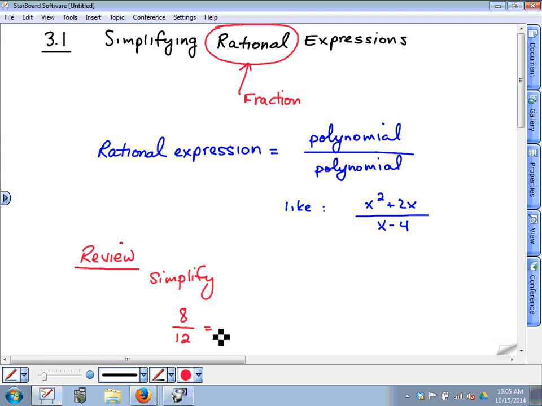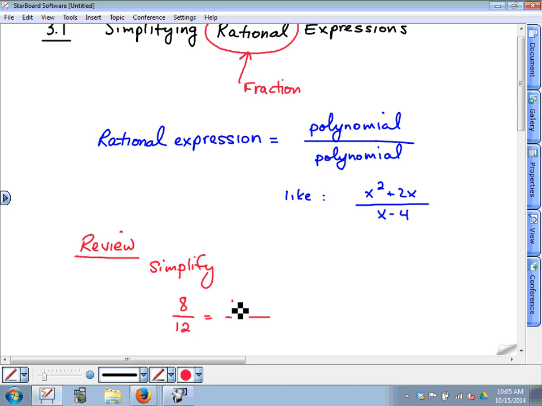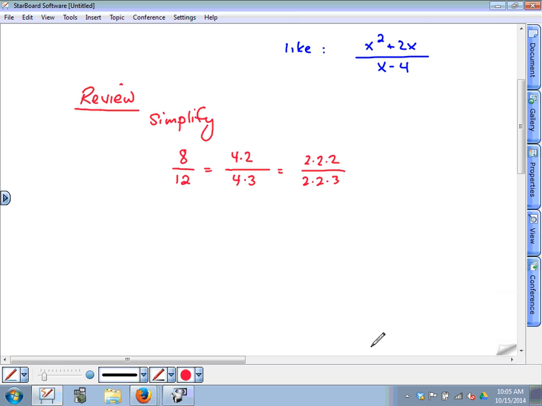So I want you to write this. 8 is 4 times 2, 12 is 4 times 3, and we're going to break that down even more into 2 times 2 times 2 divided by 2 times 2 times 3. You guys okay with what I've done so far? That's called the prime factorization. 8 is 2 times 2 times 2 because they're all prime numbers. 12 is 2 times 2 times 3. Okay.